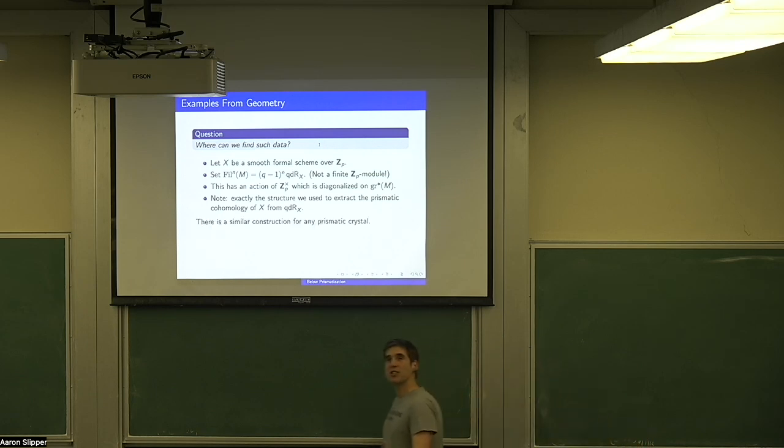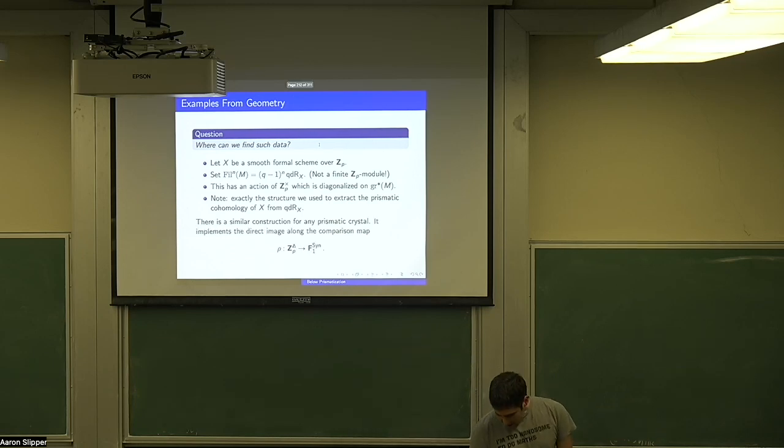And well, there's a similar construction you can give for any prismatic crystal, not just something you can do for the prismatic cohomology of X. You can take any sheaf on Zp prism, pull it back to the q-de Rham point, and then give it this (q minus 1)-adic filtration, and you'll get exactly this kind of structure. And well, what this is going to be interpreted as a little bit later is implementing the direct image construction along this comparison map. I told you Zp prism maps to F1 sin. So if you have a prismatic crystal, meaning a sheaf on Zp prism, you can push it forward to F1 sin and get a quasi-coherent sheaf. And that's something that can be described in terms of exactly this kind of data.